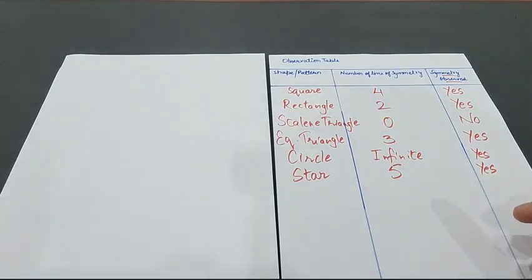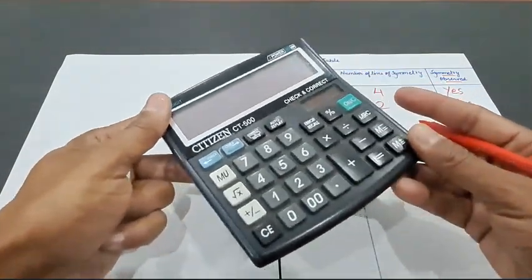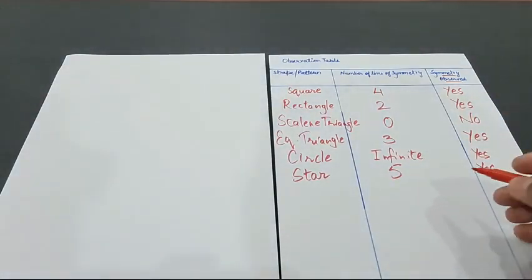But if you pick up a calculator, this doesn't have a line of symmetry because of its shape. And that completes our activity on finding the lines of symmetry.